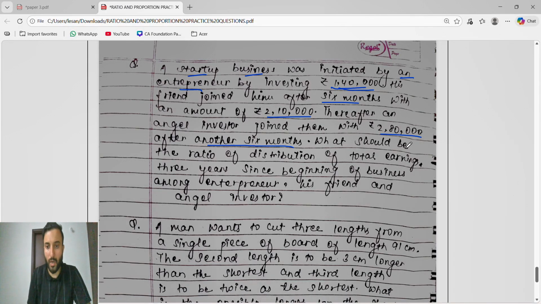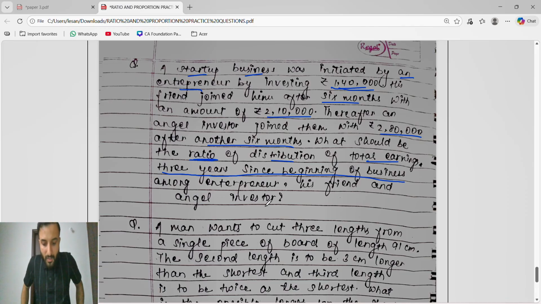What should be the ratio? See, the word ratio means this is a ratio question. What will be the ratio of distribution of total earning 3 years since beginning of the business among entrepreneur, his friend and angel investor? So what does the question ask? The question asks what should be the ratio of distribution of total earning.